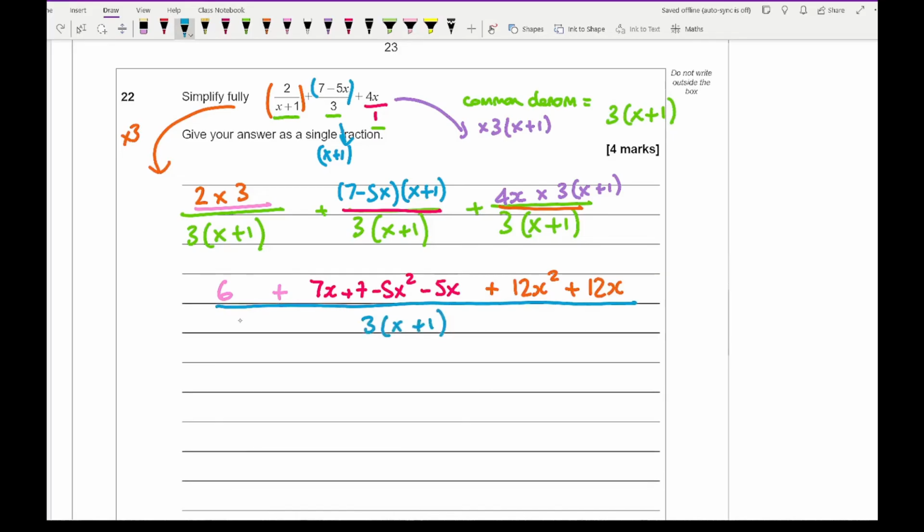Now, I'm not going to write 3x plus 3 because I've got a feeling that the top is hopefully going to factorize, in which case x plus 1 may be a common bracket. So let's have a look.